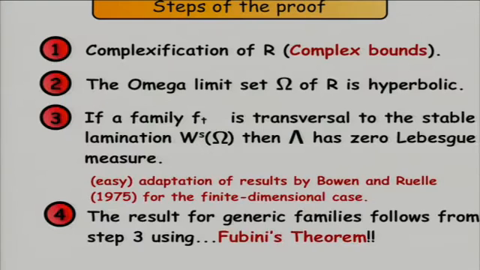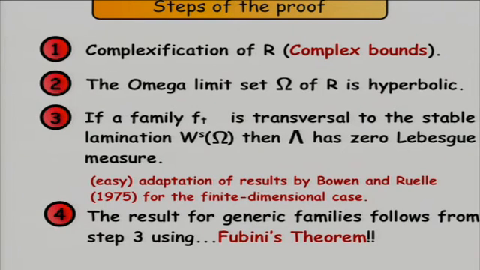Right. So the steps of the proof of the main theorem are like this. First, you complexify the renormalization operator. This is kind of a standard thing right now after the work of Lyubich and Avila, Lyubich and de Melo. You just use a complex bound, that's the tool developed by Sullivan, to complexify the operator. So the renormalization operator is a complex analytic operator in a complex analytic Banach space, a compact one. And the second step, that's the most difficult one, is to prove that the omega limit set is hyperbolic.